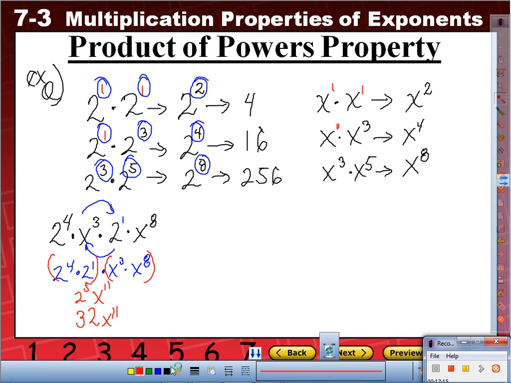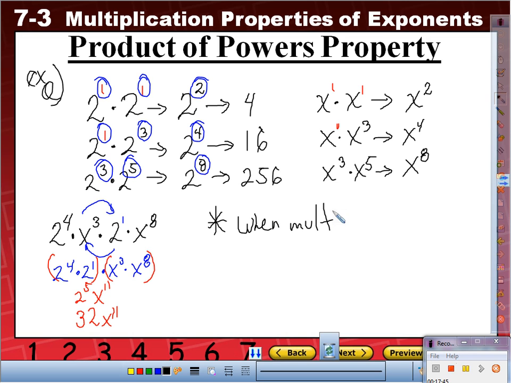Okay. So you guys talked it over. You were saying that something is happening here, and it only works if what? What did we prove here? If they have what? The same base. So let's come up with a rule. To start us off, what are we looking at? What was today's lesson? Multiplication property. So we're multiplying. Is that correct? So let's start our rule by saying when multiplying.